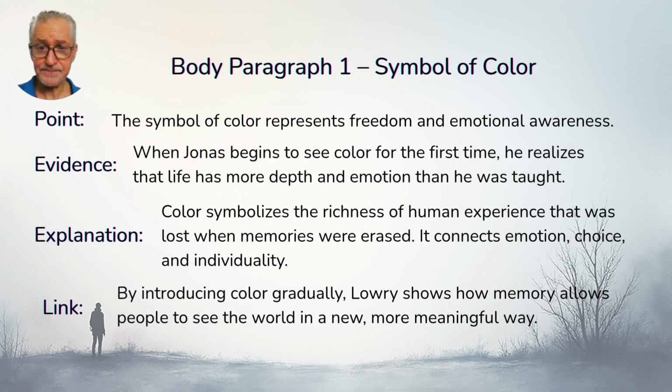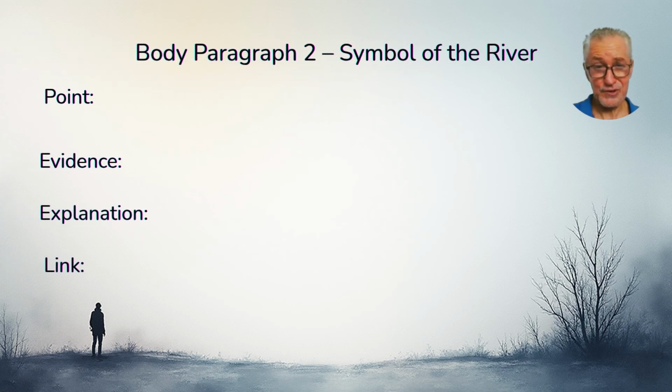So here we have it. Our body paragraph 1, looking at the symbol of colour with our point, evidence, explanation and link. Let's have a look at number 2. Body paragraph 2 is looking at the symbol of the river.